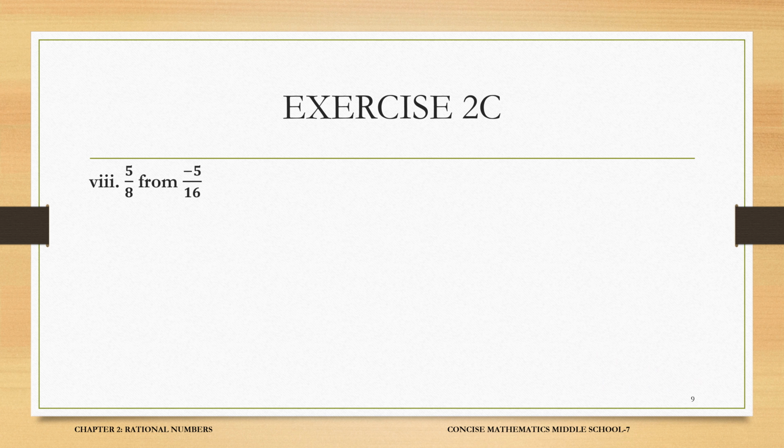Here is our 8th question. 5 by 8 from minus 5 by 16. So from this minus 5 by 16, we need to subtract 5 by 8. So just write down minus 5 by 16 minus of 5 by 8. Take the LCM of 16 and 8. It becomes 16.